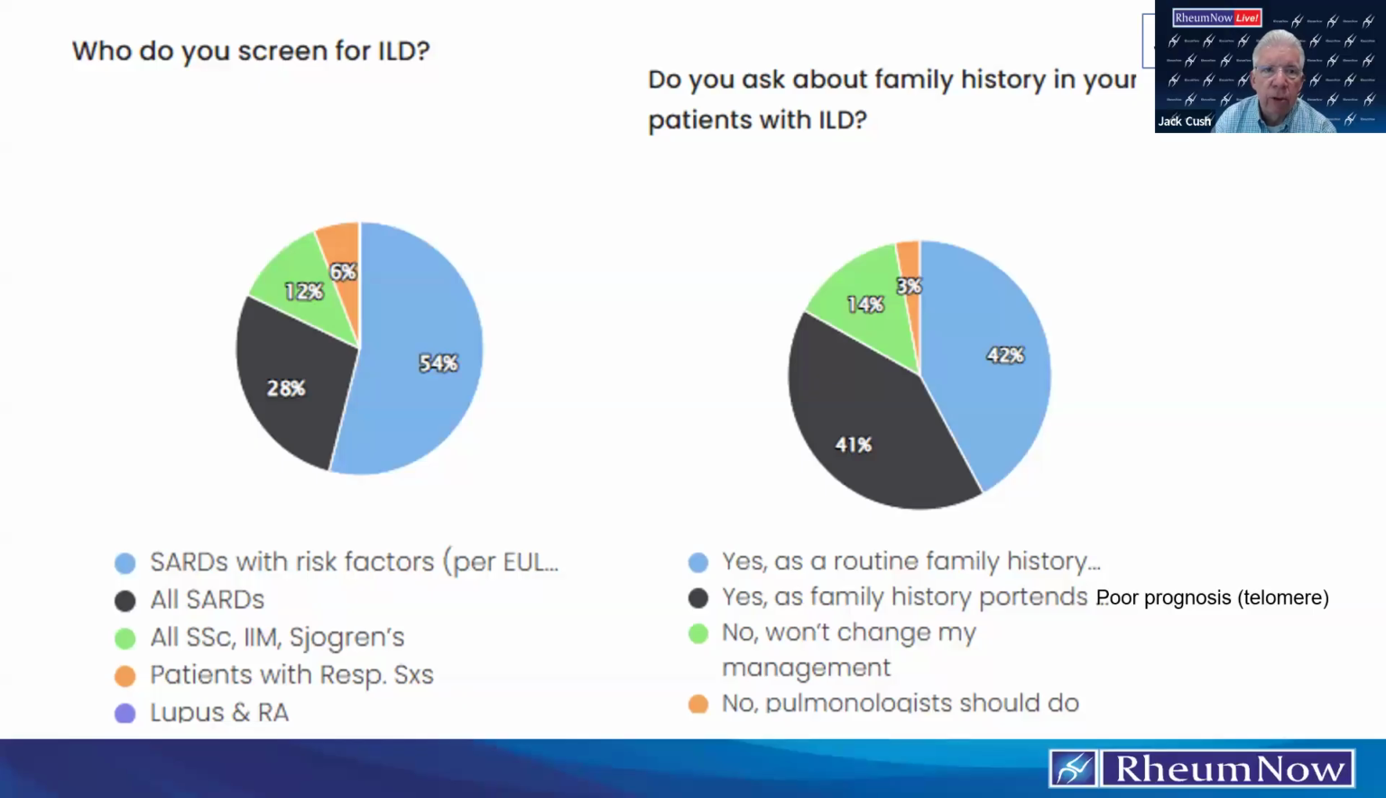Who thinks family history is really important? And forget the fact that it's free, cheap, and easy, but is it really important and predictive? So I can jump in and say that I think it is important and I think it is predictive. And we're not talking about a family history of SARD. We're talking about, does this patient have a family history of ILD?